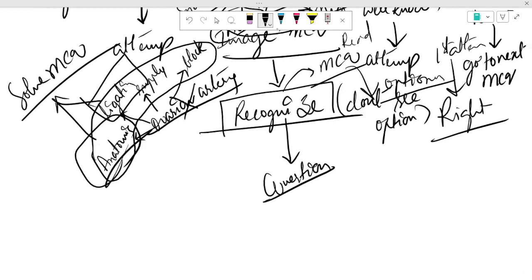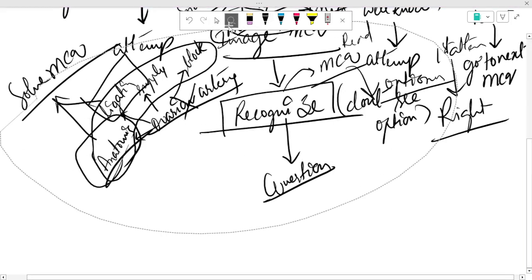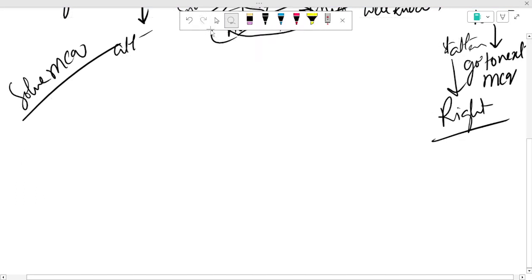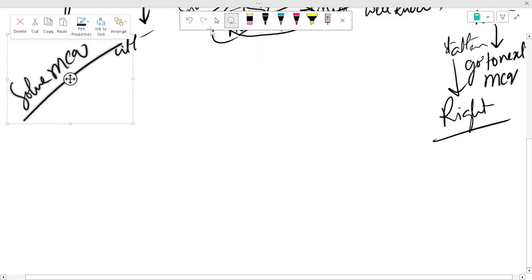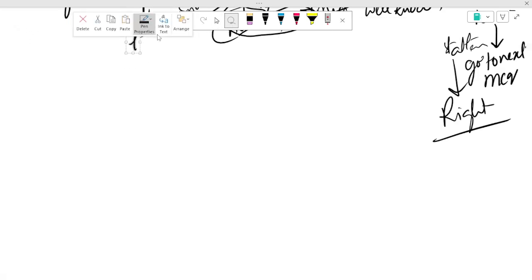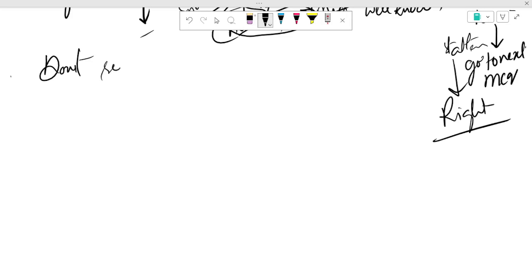But what most of the doctors will do, what most of the aspirants will do, I will explain now. See, that is a blind mistake. Most of the doctors make that mistake. I have seen it multiple times. What they do is they don't even see the image.